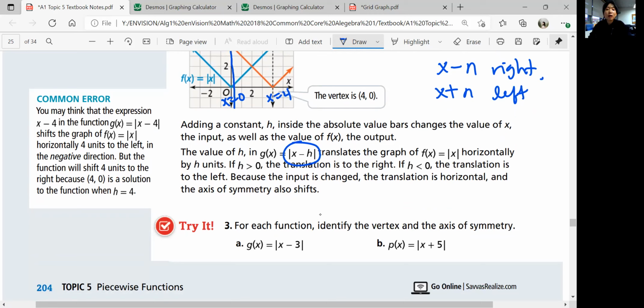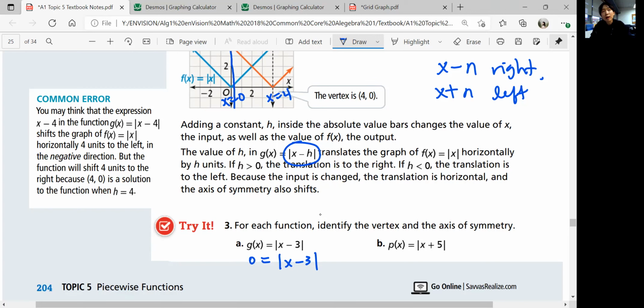So again, you plug in 0. Wait, for this one, in order to figure out the vertex, you do not plug in 0. You need to figure out the vertex where y is equal to 0, right? So you don't want x to be 0. In this case, you're figuring out the x-intercept. So g, your range, has to be 0. So what number makes this 0?